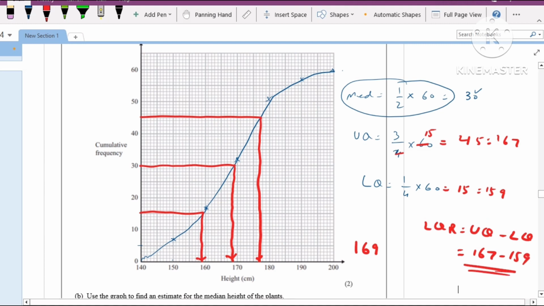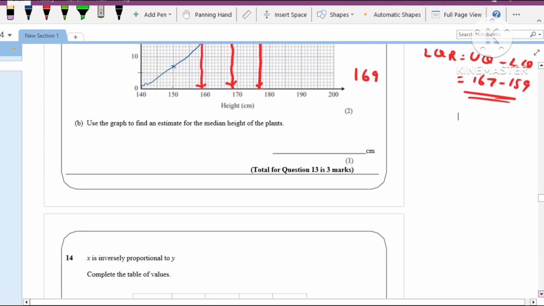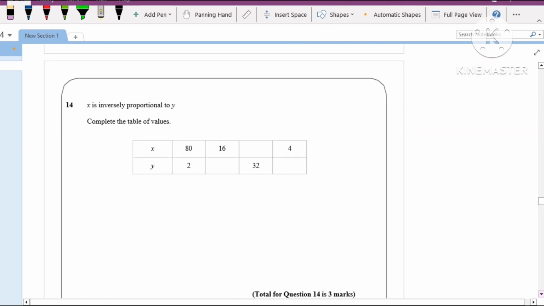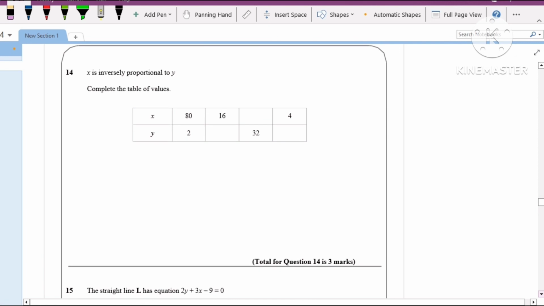And the next question is, again, about inversely proportional and directly proportional. It's very simple and very important as well, because this question is in each paper. You have to write down the formula here. When x is inversely proportional to y, you will divide by k. K is the constant of proportionality. So x is equal to k divided by y.